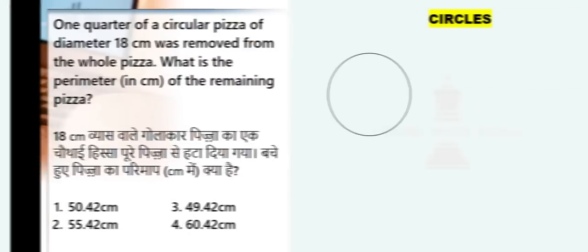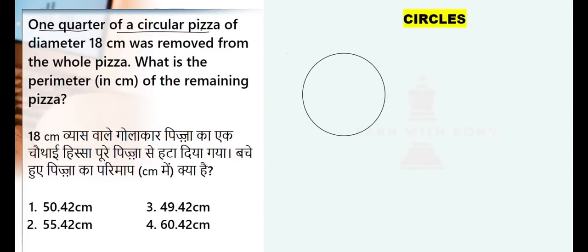Next question. See this question here. 1/4 of a circular pizza. 1/4 is nothing but 1 by 4 only, right? So 1/4 of a circular pizza of diameter 18 centimeters was removed from the whole pizza. If we assume this is the complete pizza, let's say this part of the pizza is removed. Now they ask us to find the perimeter of the remaining pizza.